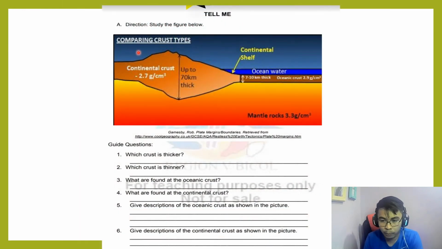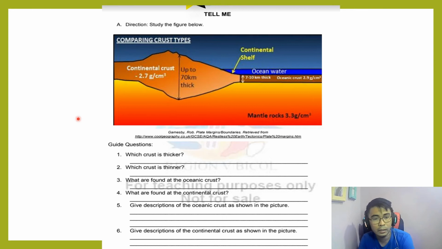Now, for the next part of the module, you need to answer and study the figure below. Okay? So, napakita na to sa last part. So, babalikan natin yung diagram, and after studying the diagram, you need to answer this specific guide questions. Number 1. Which crust is thicker? Alin sa dalawa? Continental ba or oceanic? Pangalawa, which crust is thinner? Continental ba or oceanic? Third, what are found at the oceanic crust?